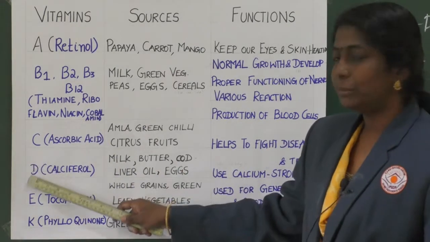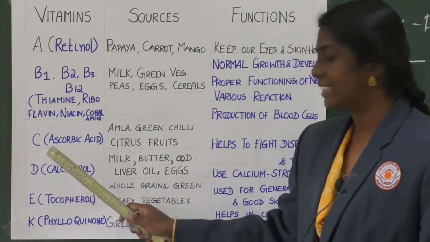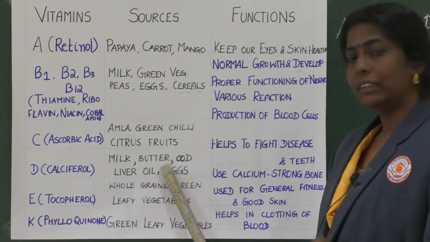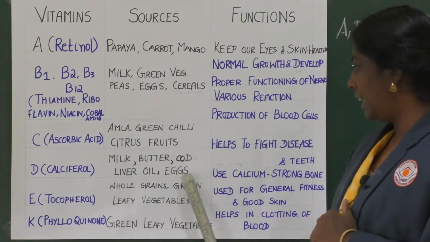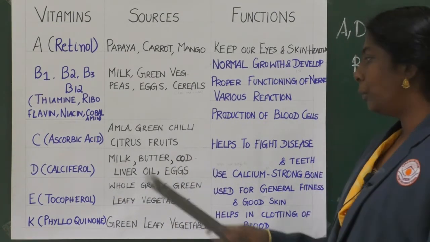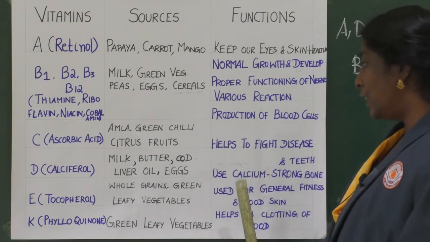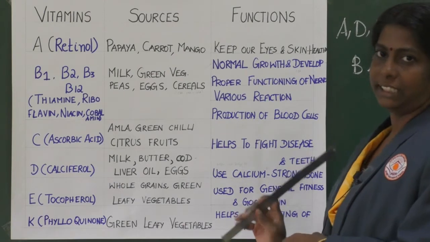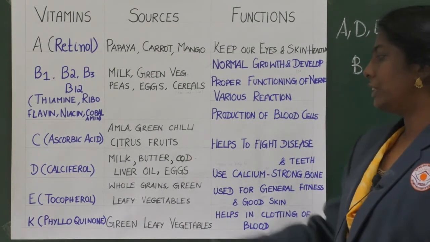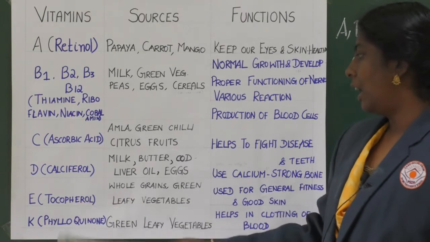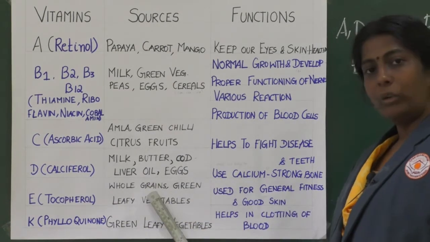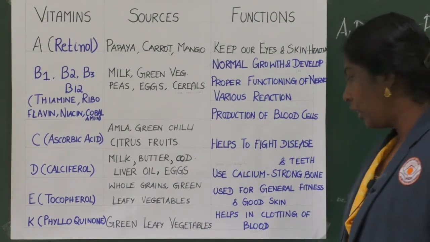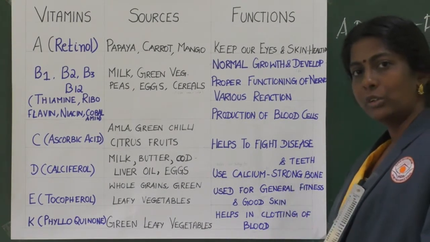Vitamin D is also called calciferol. Its sources are milk, butter, cod liver oil and eggs. Its function is to help our body use calcium for strong bones and teeth. Now vitamin E, tocopherol. Its sources are whole grains and green leafy vegetables, and it is used for general fitness and good skin.